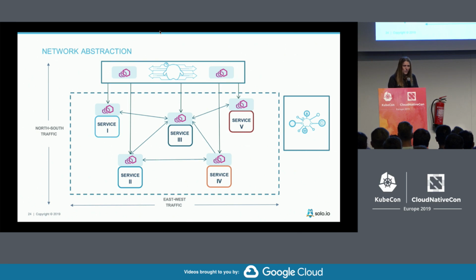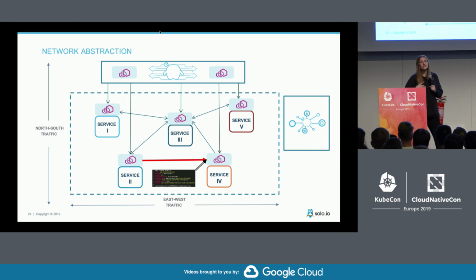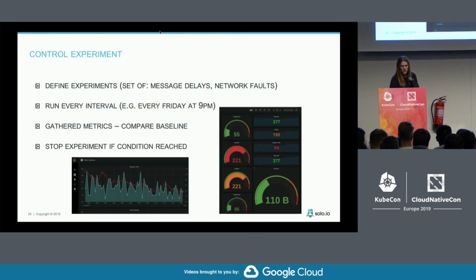Okay, so now, when we've actually abstracted the network, we can inject at that level. So we don't need to change your application. You can just inject faults and latency at the proxy level. And now you can actually do chaos engineering at the proxy level. You are not changing your application. You don't care which language it is. It's just going to work. And we're really passionate about that.